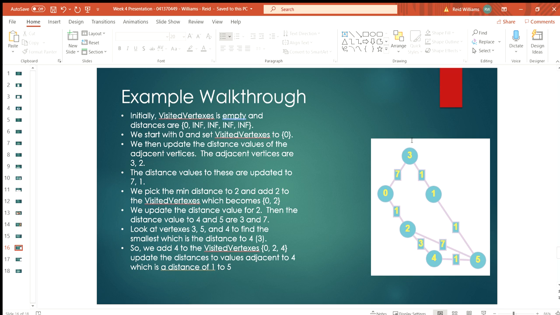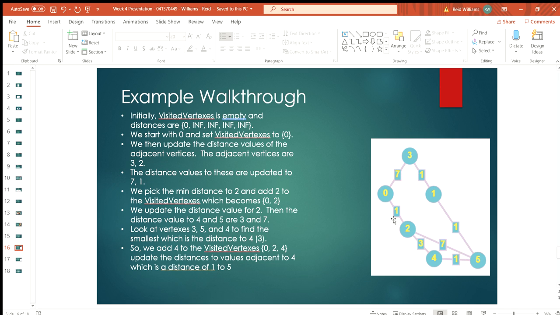Then we start, and for here I'm saying we're starting at node 0. So we start with 0 and set the visited vertexes to 0, because now we've been there. We're kind of figuring out where to go from 0. We then update the distance values of the adjacent vertices, which would be 3 and 2, as you can see here. And the distance values to these are 7 and 1.